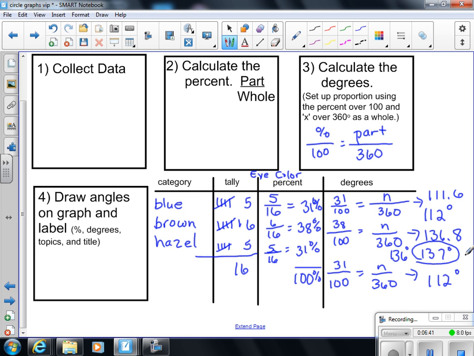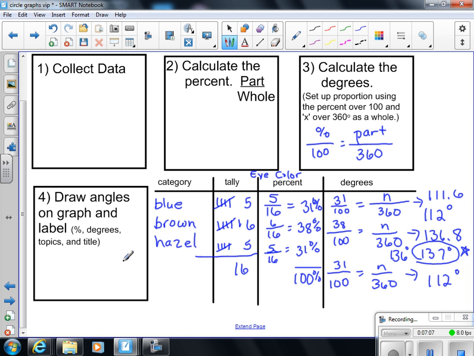Okay, and I may put a little star to let me know that that's the one that you've adjusted. Now, why did we have to do that? To make it even, because if not, it's not going to fit on your circle. Now, you could do these exact, but when you draw them, are you going to be able to tell the difference between 111 and 112? No, it's going to be really, really close. Okay, so we completed steps 1, 2, and 3 so far.